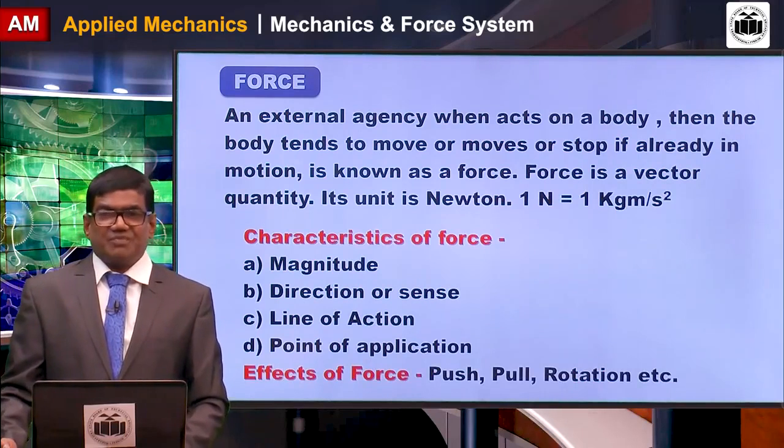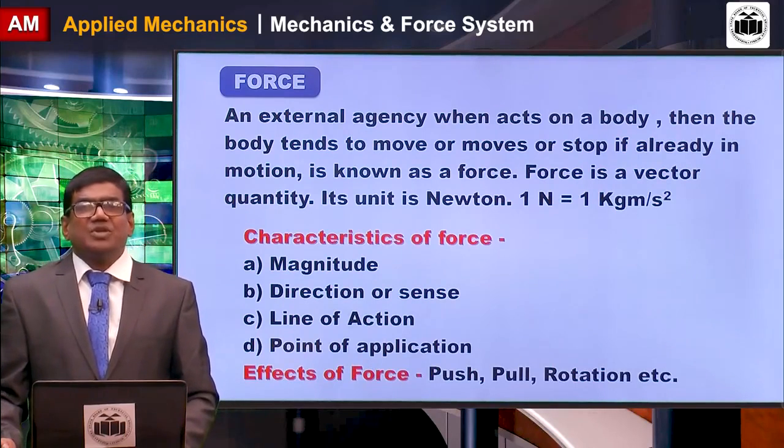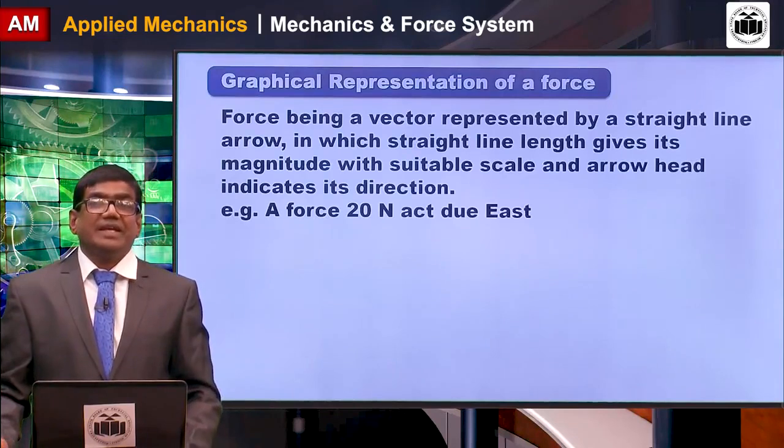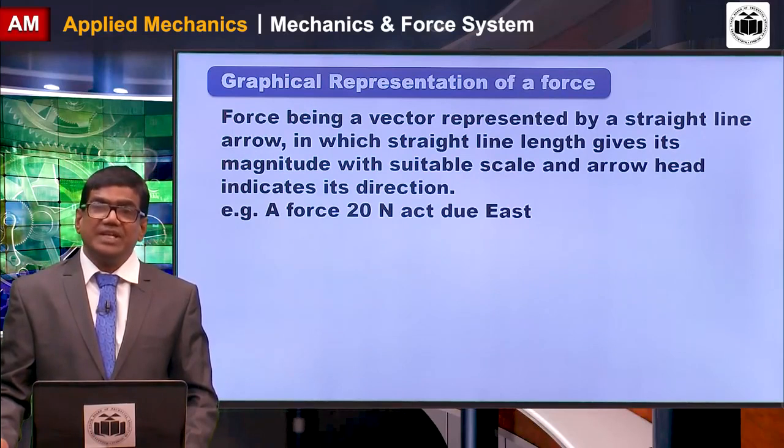Effect of force. When force acts on a body, it creates certain effects such as push, pull, meaning displacement, rotation, moment, twisting, etc. Graphical representation of a force. Force being a vector is represented by a straight line arrow in which the length of the line gives its magnitude with a suitable scale and the arrowhead indicates its direction.